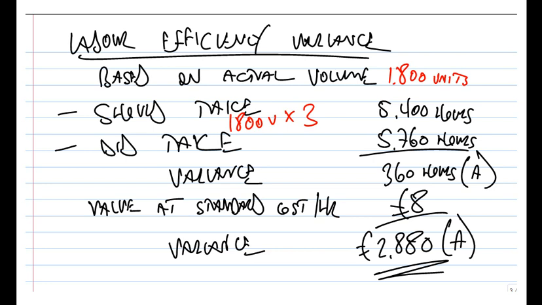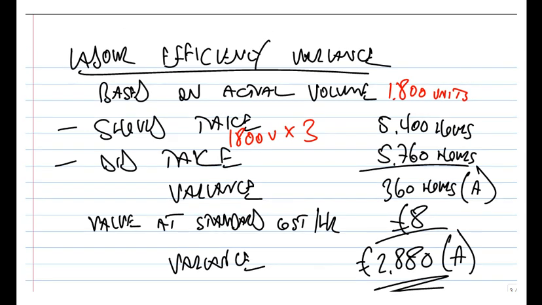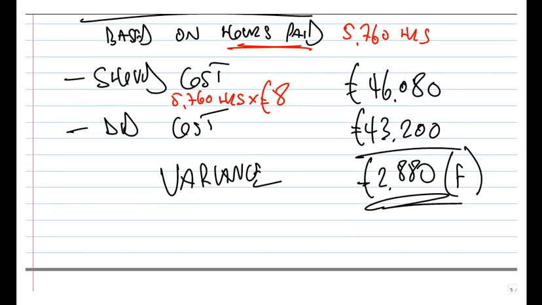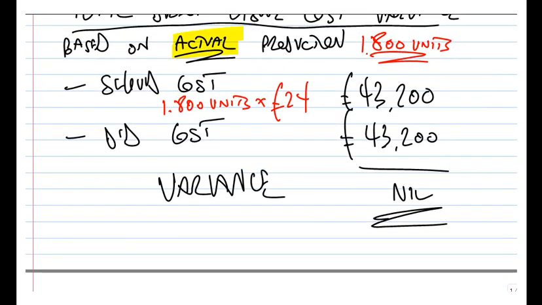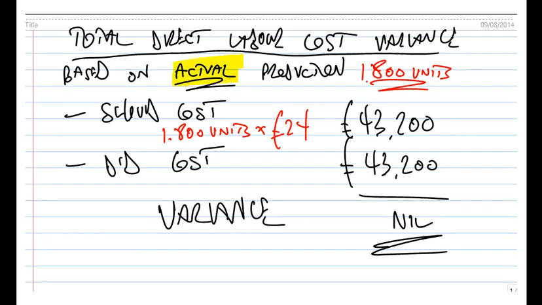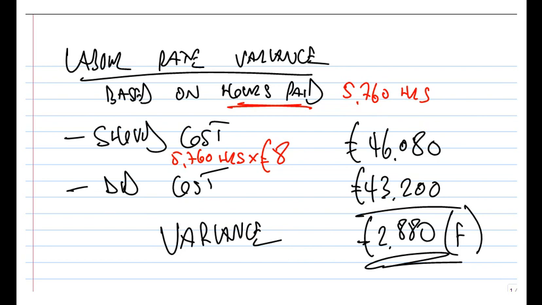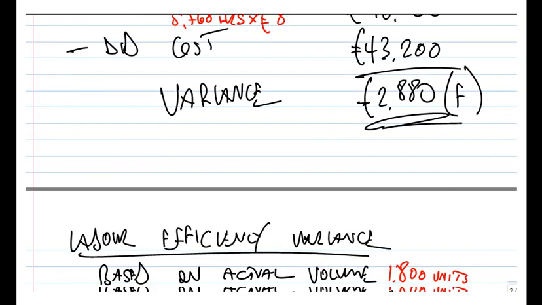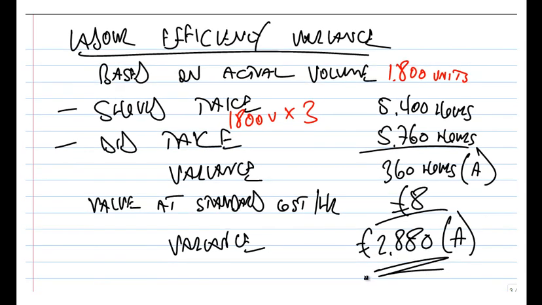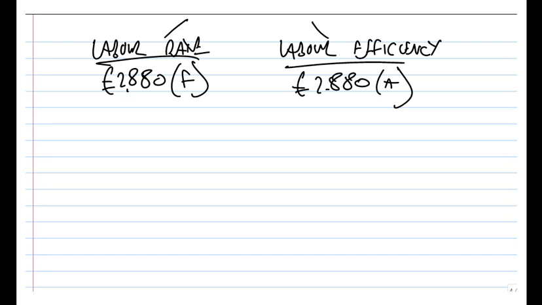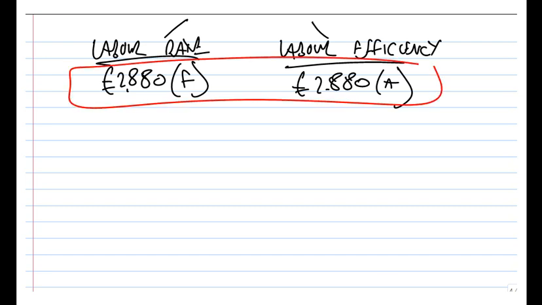And if we now think about how these two variances break down the total, if you remember, the total direct labour variance that we originally worked out was 0. Did that mean that there were no problems? Well, actually not at all, because we've now broken it down into a labour rate variance, which was 2,880 favourable, and a labour efficiency variance, which was 2,880 adverse. And you can see that if you combine the labour rate and labour efficiency variances, well, 2,880 favourable combined with 2,880 adverse, they would cancel off exactly, giving us the overall total direct labour variance of 0.